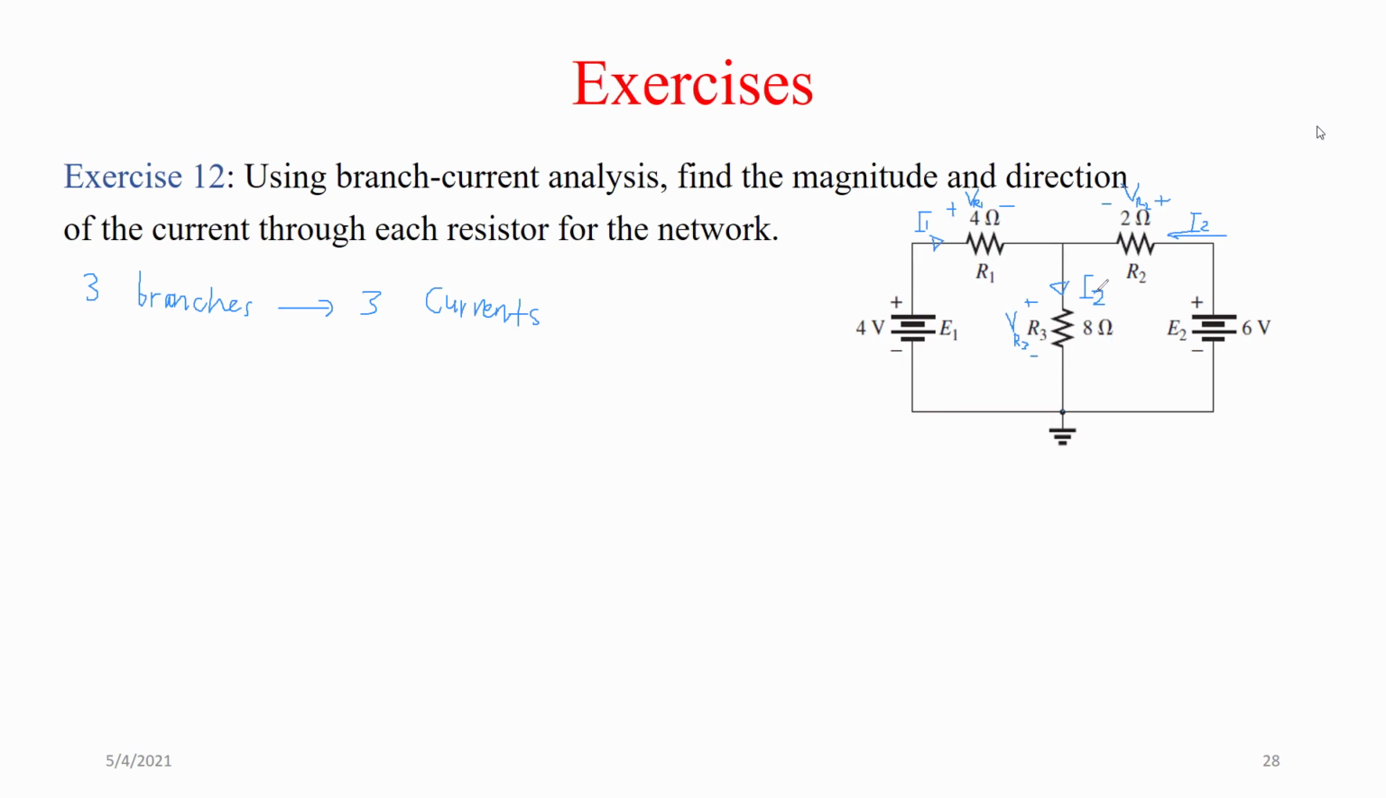Now if I name this I3 and this is I2, it will be less confusing, but it's okay. You could name them even IX, IY, IZ. You can name them whatever. Now I'm gonna make the equation or the equations. I have 3 branches, 3 currents. I need 3 equations.